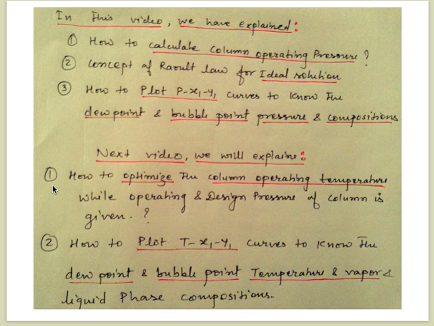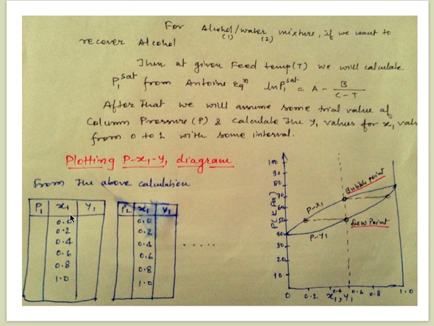So in this video we have explained how to calculate the column operating pressure, because once you find the trial values for pressure P1, P2, P3, you need to check that value of pressure where the Y1 fraction will come the maximum. So that will be our operating pressure.